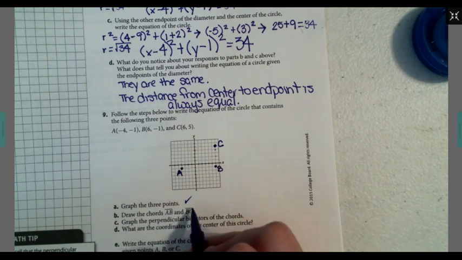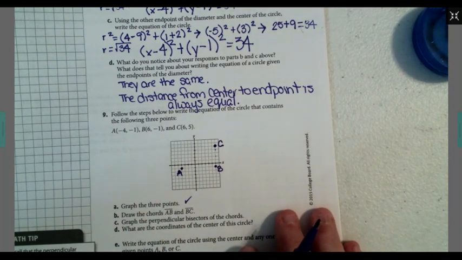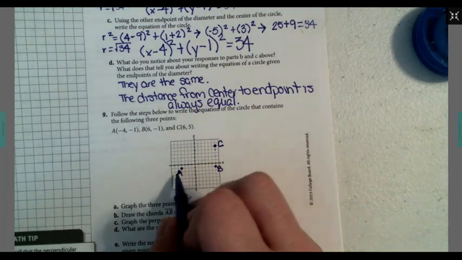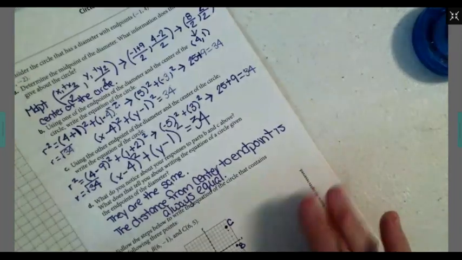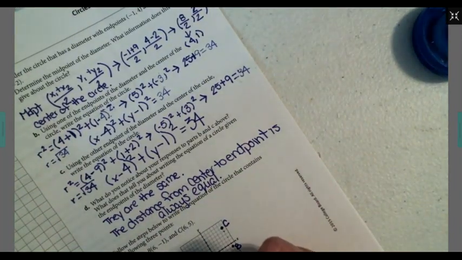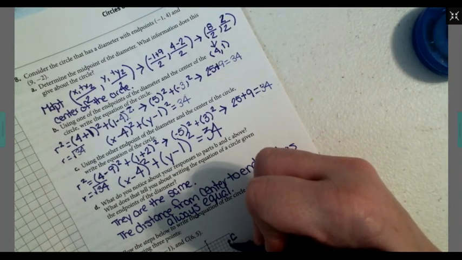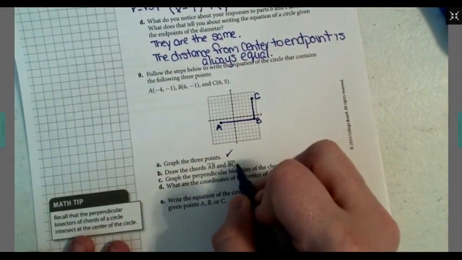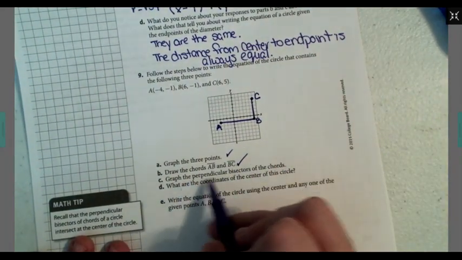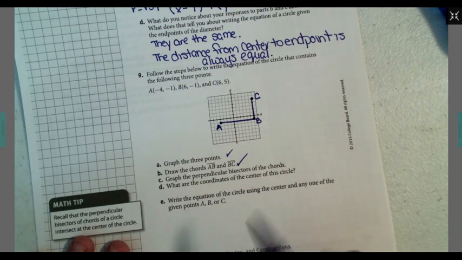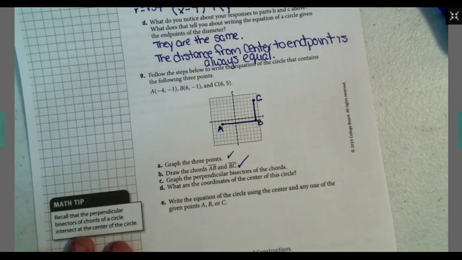So I've graphed them, done that step. Draw chords AB and BC. So draw this line segment. And draw BC. So draw this line segment. Okay, done. Graph the perpendicular bisectors of the chords. Perpendicular means that it's going to meet at a 90-degree angle. Bisector means that it's going to cut it into 2 equal pieces.